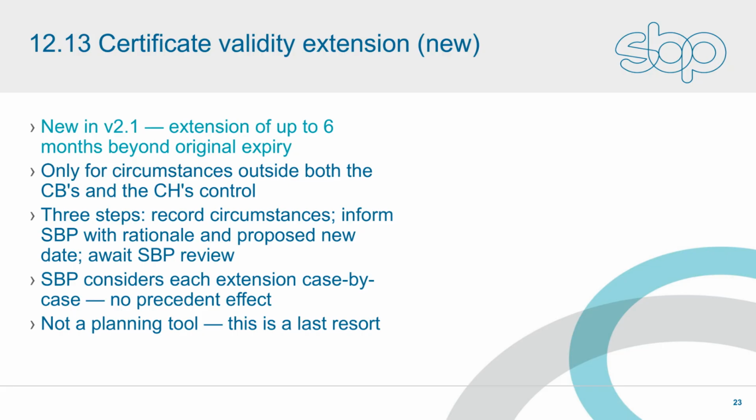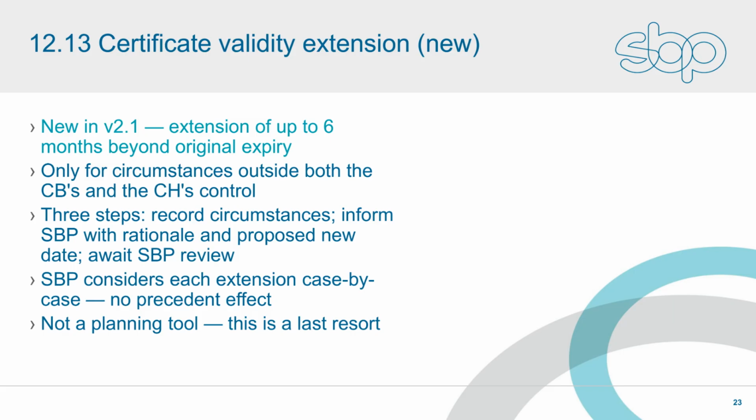Indicator 12.13 is new in version 2.1. It introduces a narrow safety valve. If circumstances outside both the certification body's and the certificate holder's control prevent a re-evaluation being completed before the certificate's expiry date, the certification body may request an extension of the certificate validity by up to 6 months. The process is 3 steps.